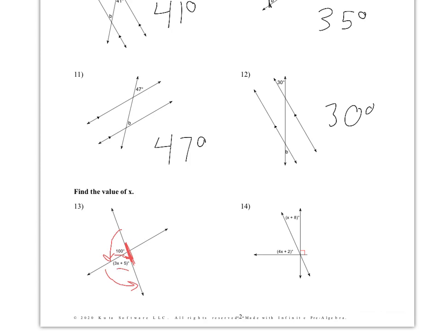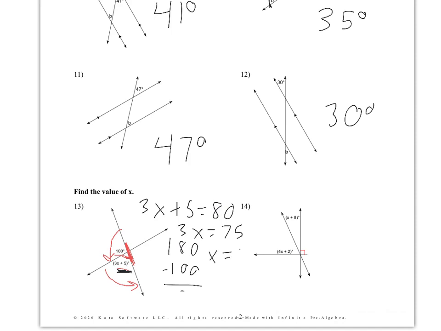So we'll just say 180 minus 100 then has to equal 80. Now this isn't my answer, but that is what this angle right here has to equal. So that means 3x plus 5 is equal to 80. Subtracting 5, we get that 3x equals 75. And then dividing by 3, we get that x is equal to 25.